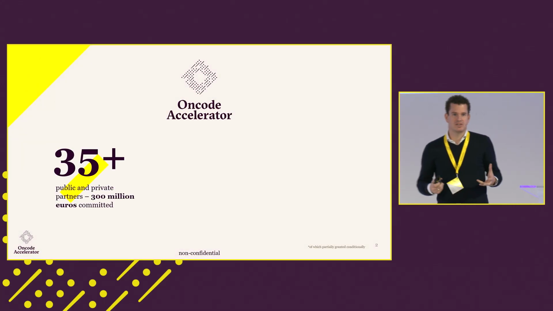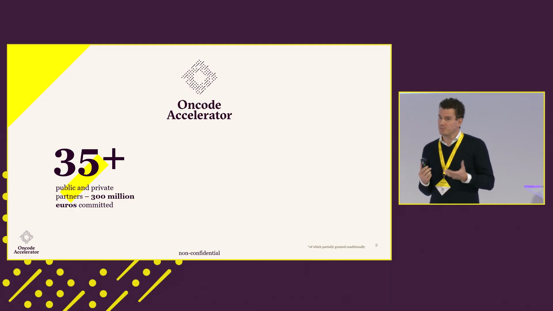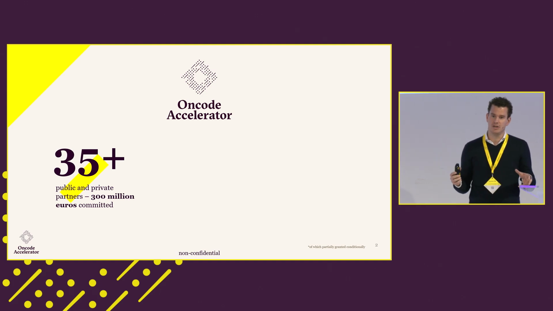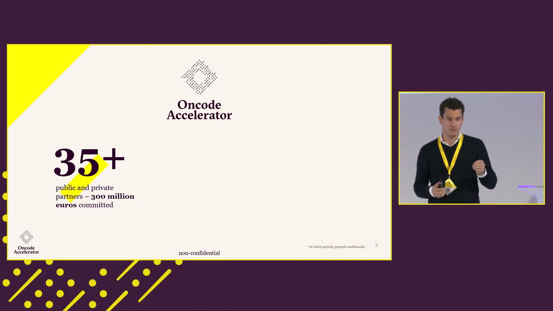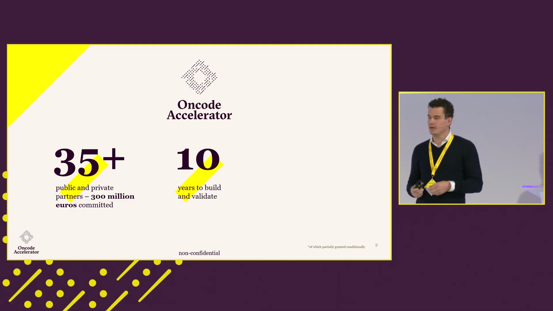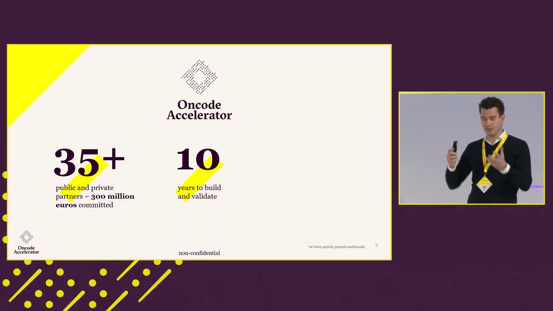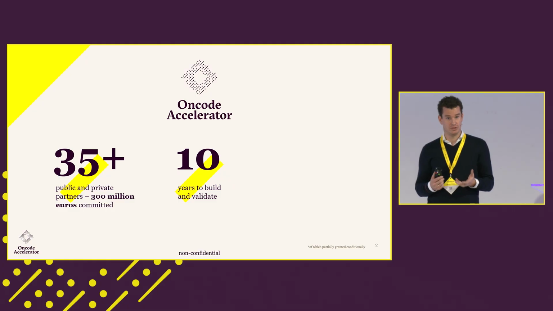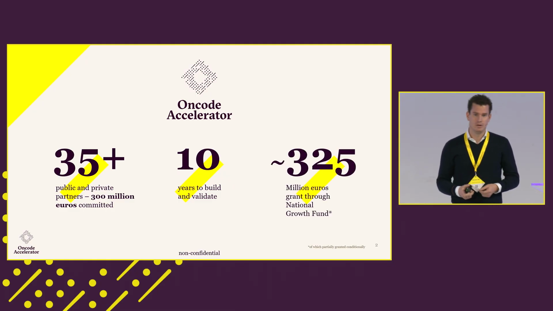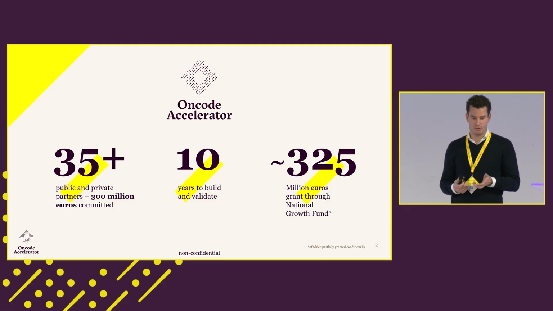But first, a bit about Oncode Accelerator. Who are we as a program? We are a large public-private partnership with over 35 public and private partners, all from the Dutch oncology ecosystem, who have committed over 300 million euros in matching to the program itself. Within the program, we're building an innovative research infrastructure for oncology drug development in the Dutch ecosystem, and we have 10 years to do just that and to validate the infrastructure. We're doing that with a bit of help from the Dutch government, with 325 million euros that was awarded to us through the National Growth Fund.